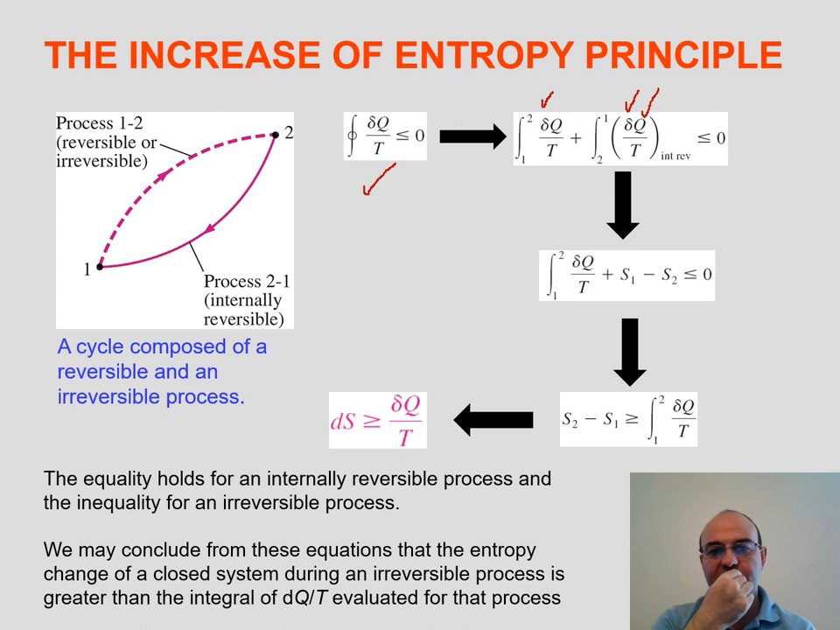What can we also conclude from this? In the differential form from point 1 to 2, dS is always greater than or equal to delta Q over T. The equality sign here holds for an internally reversible process, according to the definition that we had. And the inequality is for an irreversible process. So dS is always greater than or equal to delta Q over T. If it's internally reversible, it's equal. If it's irreversible, dS is larger than delta Q over T. What happens when it's larger than is the topic of the next slide.